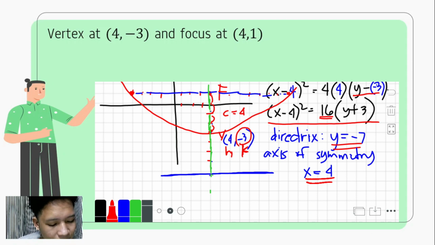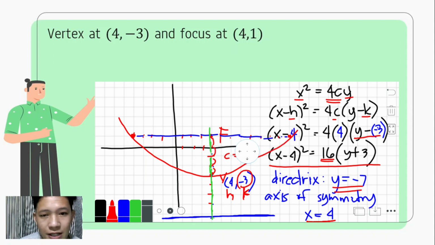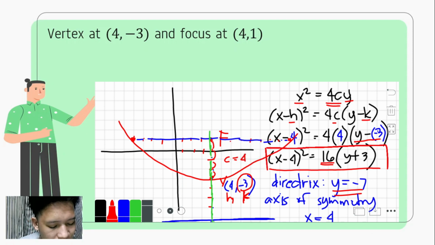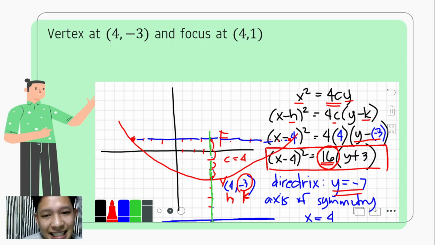Alright? Again, the standard form of the equation of the parabola, wherein the vertex is at 4, negative 3, and the focus is at 4, 1, would be x minus 4. Ito po yun. That would be x minus 4 squared equals 16 times y plus 3. And the directrix is at y equals negative 7. And then, our axis of symmetry is at x equals 4. And we know that the length of the latus rectum given in the standard form of the equation, and that is 16. Okay? So, let us have another example.